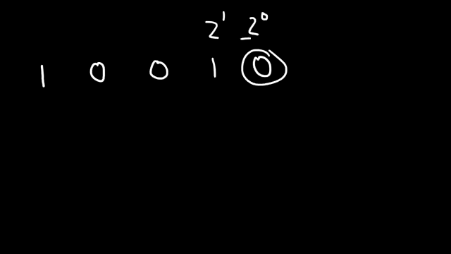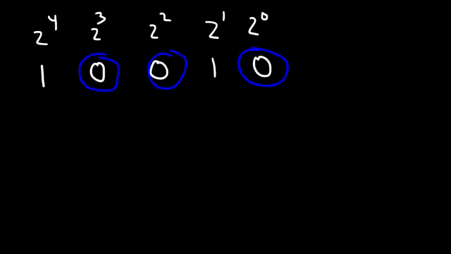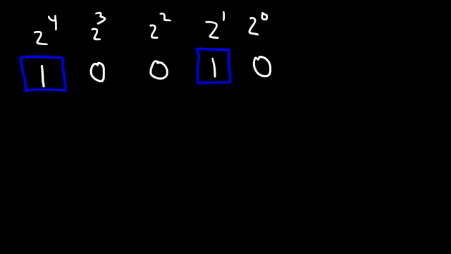It's 0 times 2 to the 0, by the way. And then the next number is going to be 0 times 2 squared, and then 0 times 2 to the third, and then 1 times 2 to the fourth. Now, we don't need to worry about the zeros, so let's ignore those numbers. Focus on the numbers that have a 1, because those numbers will contribute to the final answer. So this is going to be 1 times 2 to the fourth power, which is simply 2 to the fourth power. And then this is 1 times 2 to the first power, which is just 2 to the first power.